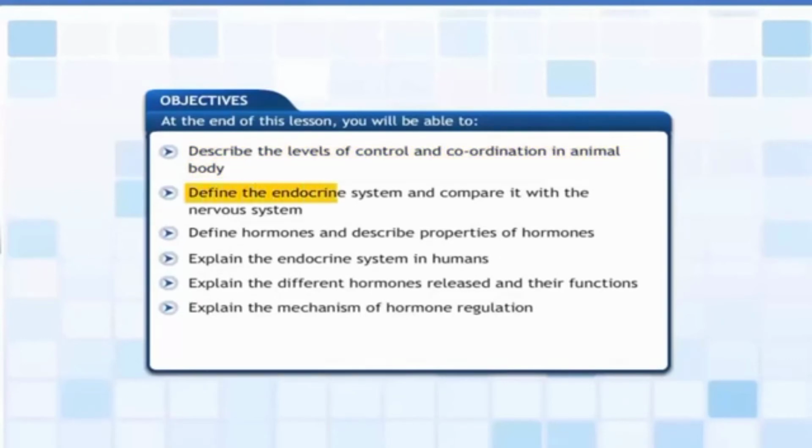define the endocrine system and compare it with the nervous system, define hormones and describe properties of hormones, explain the endocrine system in humans, explain the different hormones released and their functions, and explain the mechanism of hormone regulation.